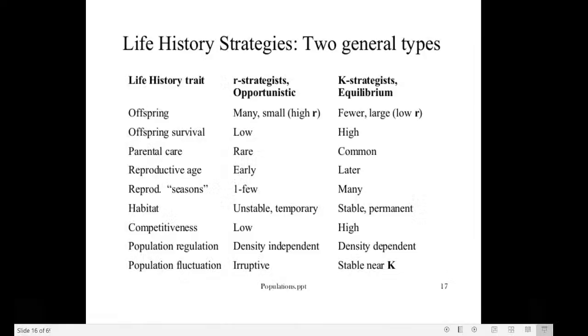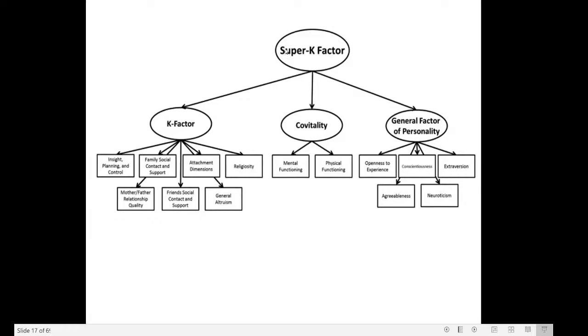So in this K factor, how can we classify this super K factor? This is a K factor, the covitality, general factors of personalities. This all is for understanding and drawing the graph.